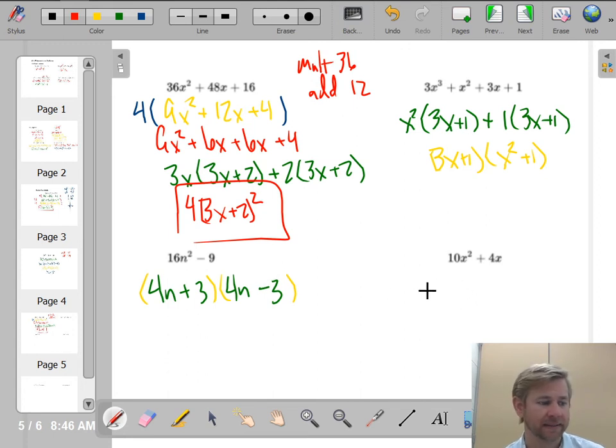Next one, let's see. I think all I can do here is GCF. So the GCF is 2x, and I have 5x plus 2, and that's it. So sometimes that's all you can do, GCF.